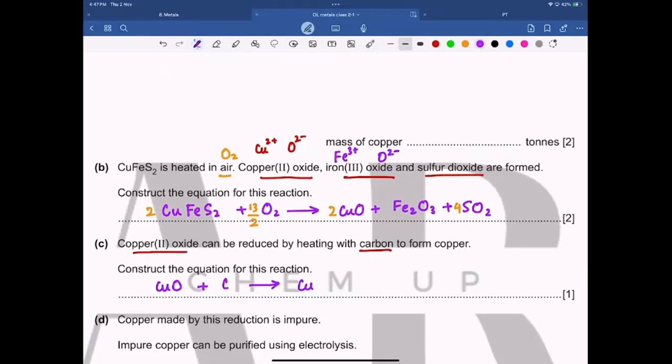So when carbon and oxygen react, what is formed? Carbon dioxide. So it's CO2. Now see, we have 2 oxygens over here. So I'm going to put 2 over here. And that makes copper 2. So I will put 2 over here.